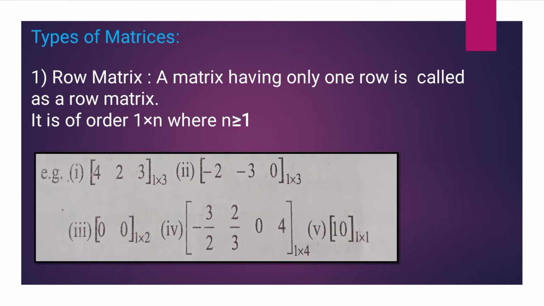The first type is row matrix. A matrix having only one row is called a row matrix. It is of order 1 cross n where n is greater than or equal to 1, means जिस मैट्रिक्स में सिर्फ वन ही रो रहेंगे तब उस मैट्रिक्स को हम रो मैट्रिक्स कहेंगे. नाउ दिस इज द एग्जाम्पल.